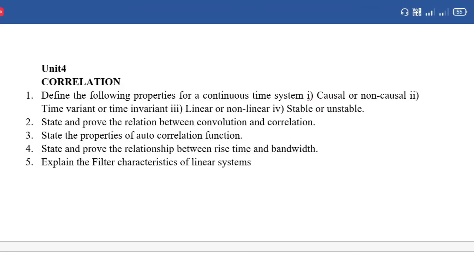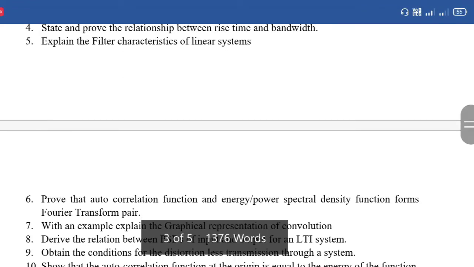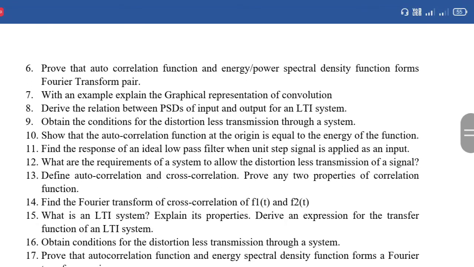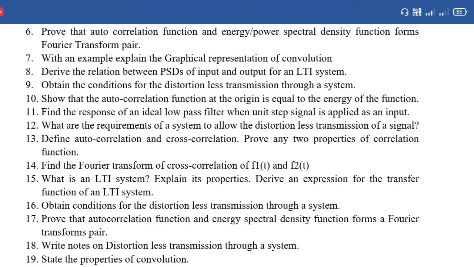State the properties of autocorrelation function. State and prove the relationship between rise time and bandwidth. Explain the filter characteristics of a linear system. Prove that the autocorrelation function and energy spectral density function form a Fourier transform pair. With an example, explain the graphical representation of convolution.